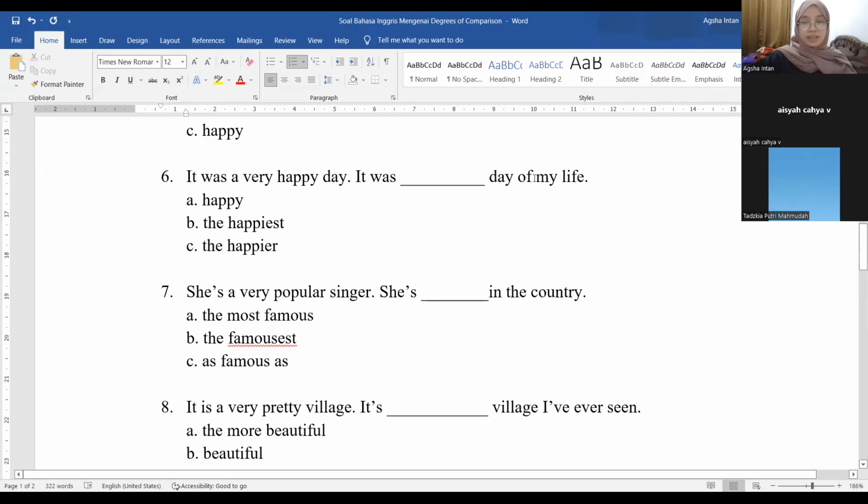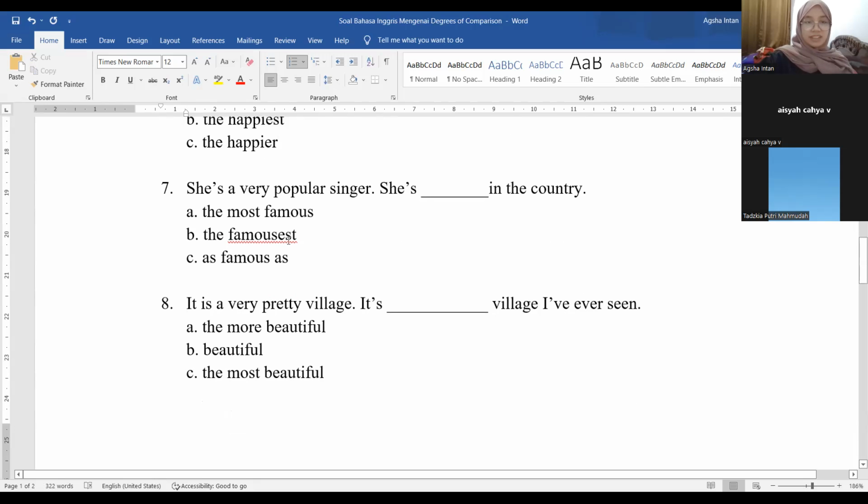Yeah, of course, because you can spot the clue here: of my life. For all his or her life, it indicates the expression of superlative degree. And the clue of superlative degree is using the here, and then the ending est. Right, good job, Aisha. Let's go on to the next number.